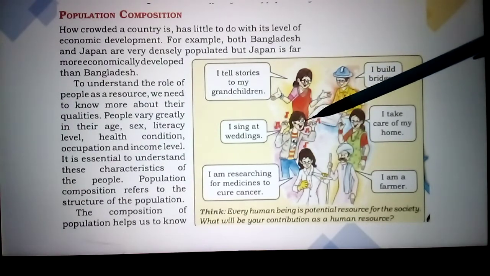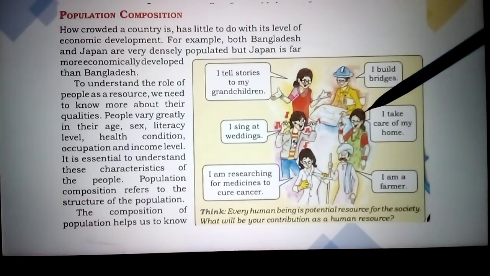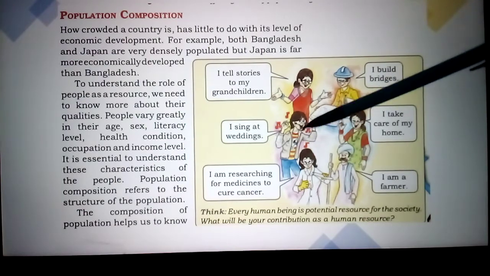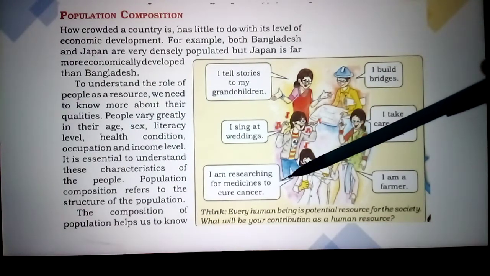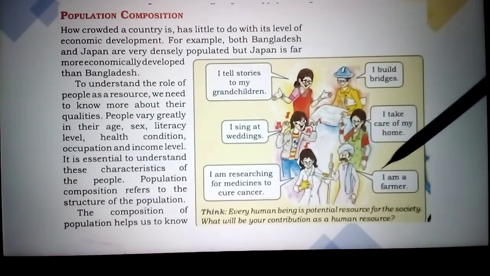She is entertaining. Next one, I take care of my home, a homemaker. This is also a potential resource to the country. I am researching a medicine to cure cancer. So, doctors.